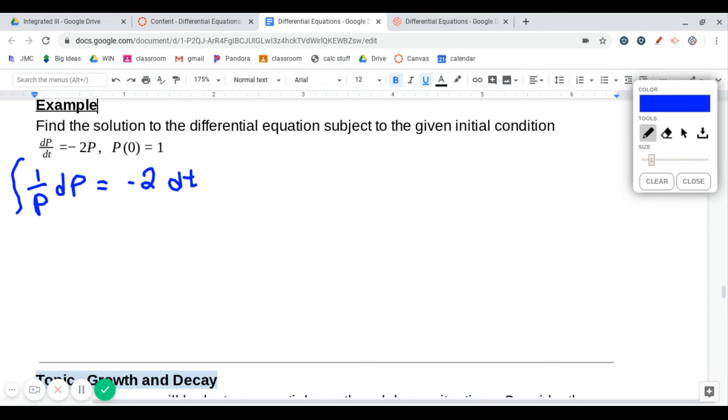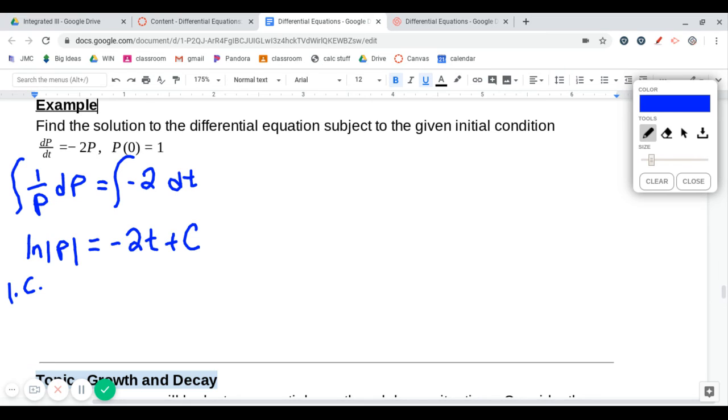Now we're going to integrate both sides. Remember that the integral of 1 over p is the natural log of the absolute value of p equals, let's see, this is going to be negative 2t plus c. I'm just combining the c's on one side in one step this time. Now our initial condition. That's what that IC is. All right, p of 0 equals 1.